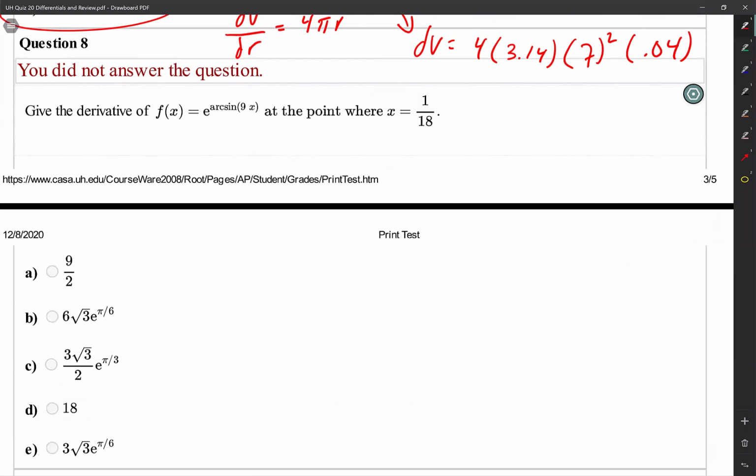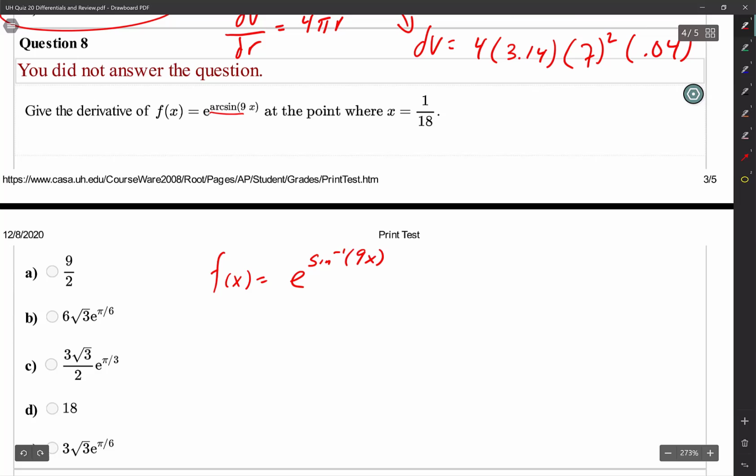Give the derivative of e to the arc sine of 9x at the point where x is 1/18. They're not even asking anything, they're just asking for the derivative, guys. All right, so we can do that. First, let me rewrite the equation. f of x is e to the arc sine of 9x. In case you don't know what arc sine is, that means inverse, so inverse sine of 9x.